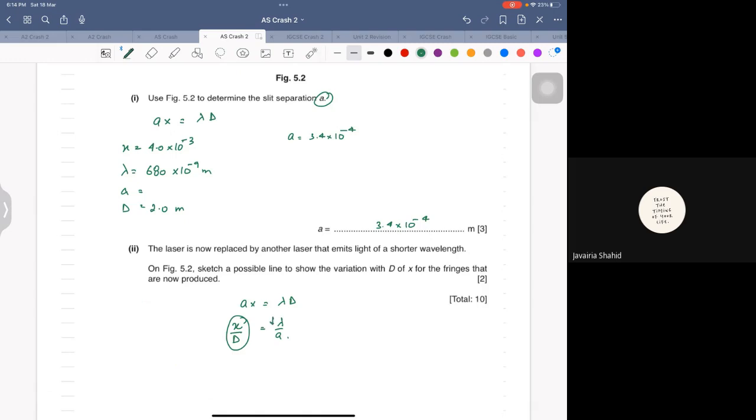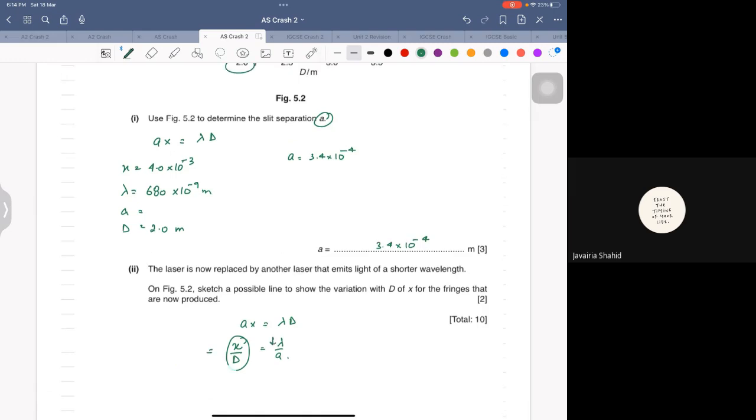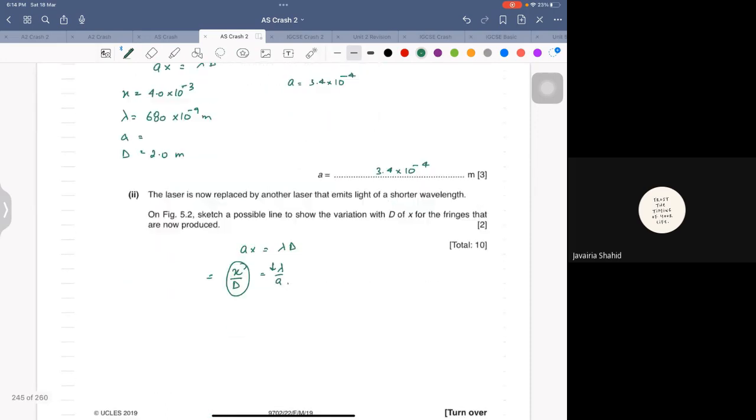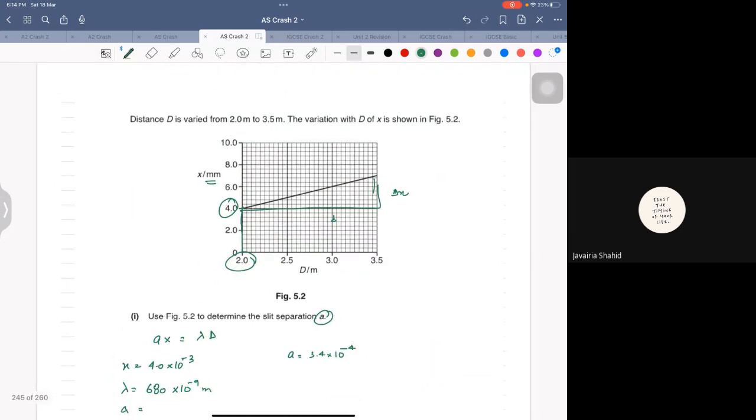So if you have less lambda, then what is x over D? X over D basically is the change, and it means the gradient because there's x and there's D. So if you have smaller lambda, you will have smaller gradient as well. Smaller gradient would mean the line would be something like this. Is it clear, everyone? Oh, not like that. It's not the same gradient. The line has to be a little bit flatter, like this. Is it clear, everyone?